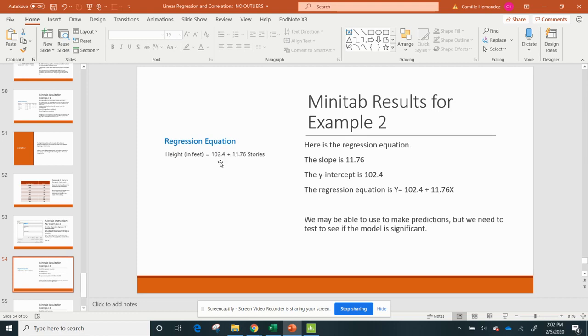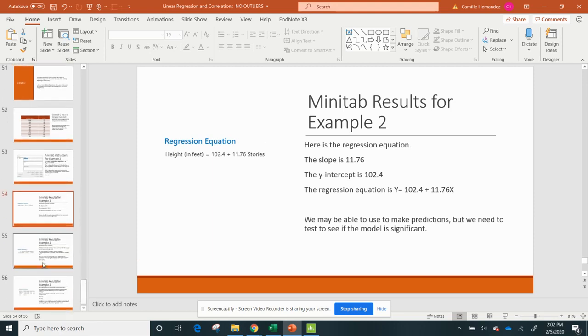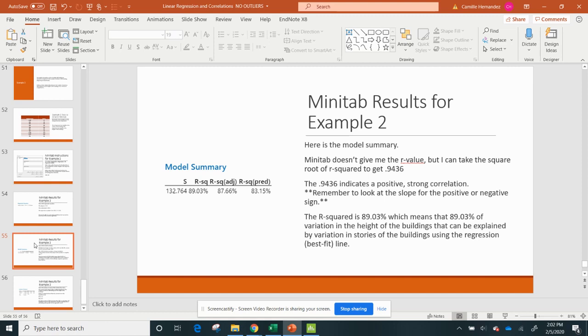So now I've got this equation. Now I need to know if I can make predictions with it. But before I do that, I go ahead and look at my r and my r squared value. My r squared value is 89.03%, and it says that the variation in heights of the building can be explained by the variation in stories of the building. So that's a lot that's being explained in the height by the stories. 89.03%, that is a lot.